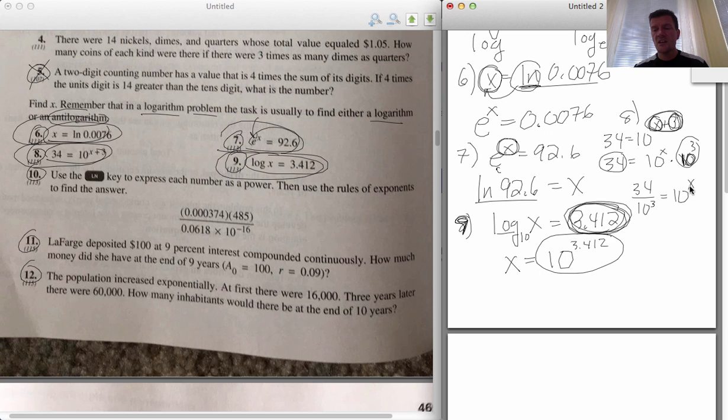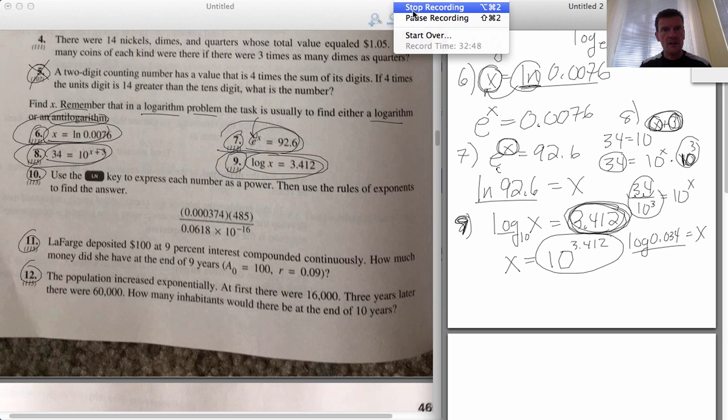You're trying to find the exponent. Anytime you're trying to find the exponent, you are taking the log of something. So you're going to take the log in base 10, I'm not going to write it, of this number, 34 divided by 1,000, which is 0.034, equals x. Ask your calculator what that equals, and you got it. Okay?